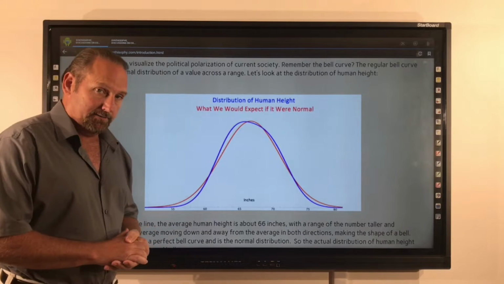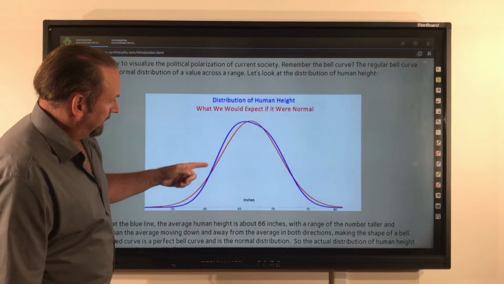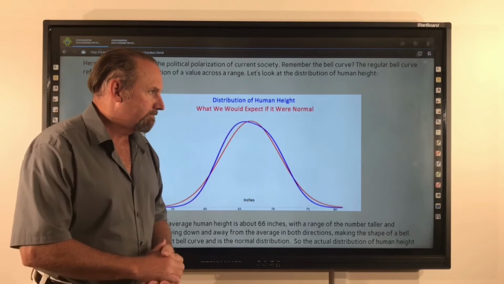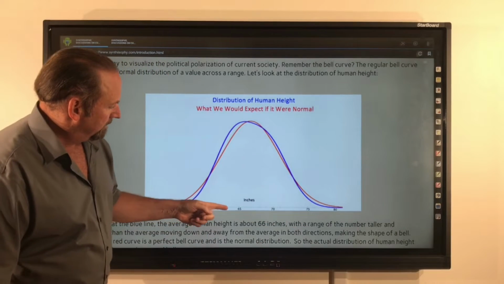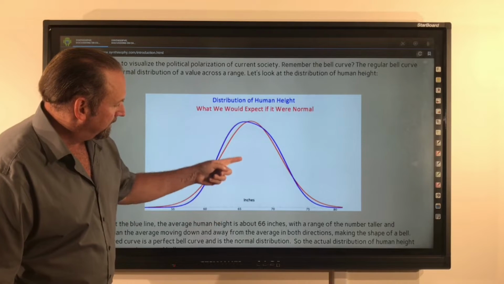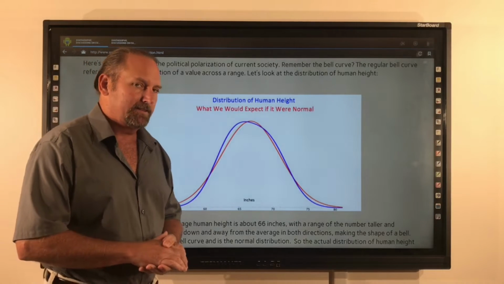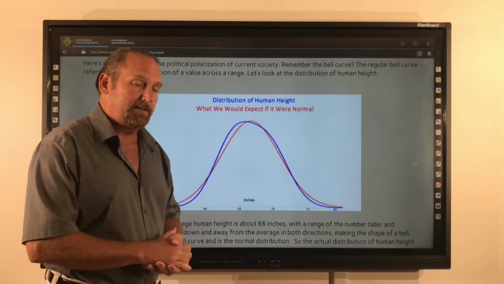Let's look at the distribution of human height. Looking at the blue line, the average height is right about here. That looks to be 66 inches, which is that 5 feet 6 inches? Yes, that's the average height, 5 feet 6 inches.